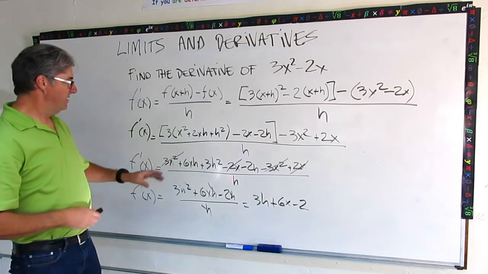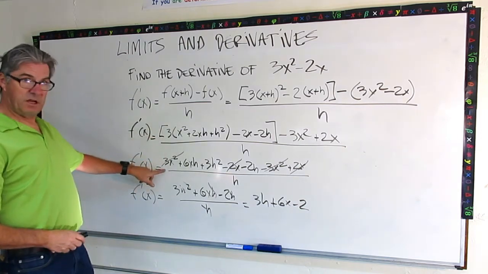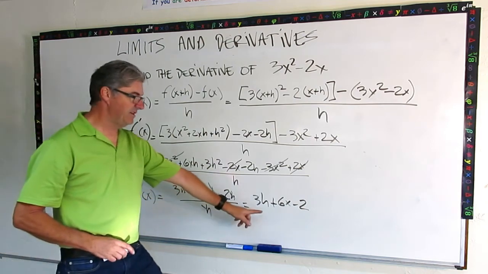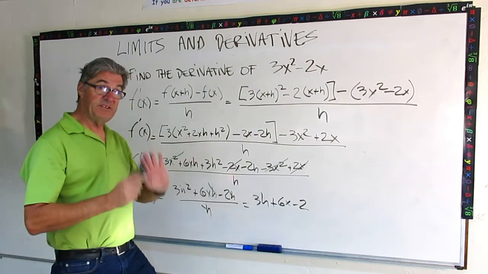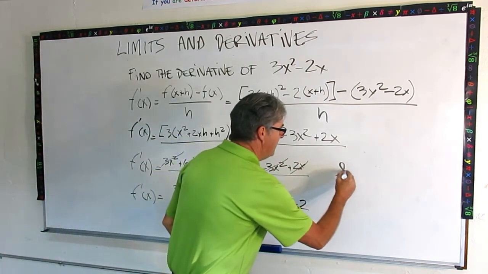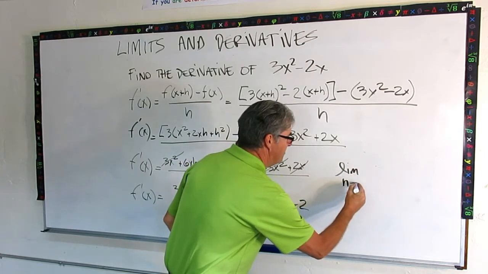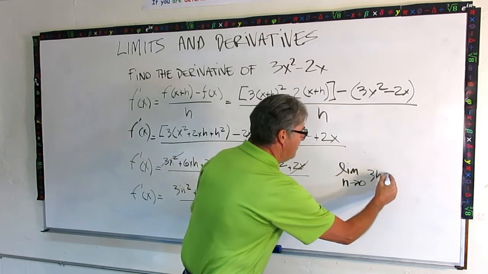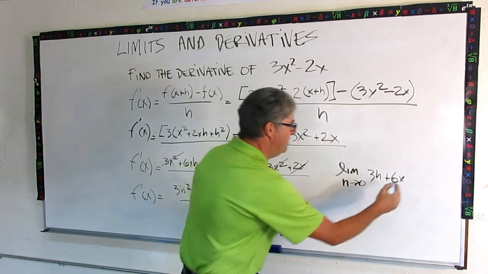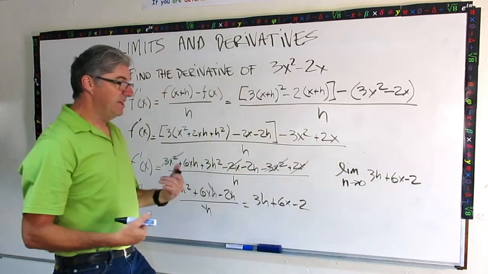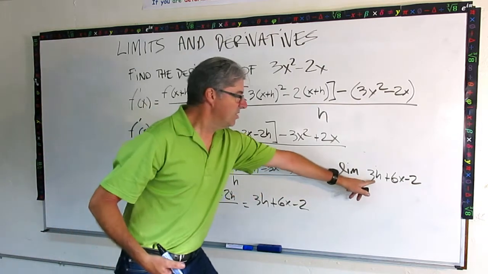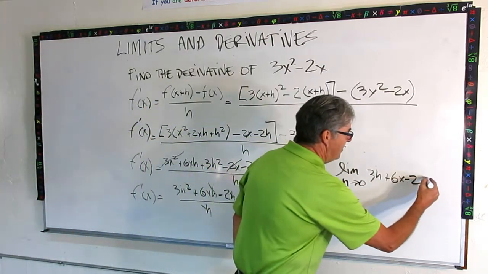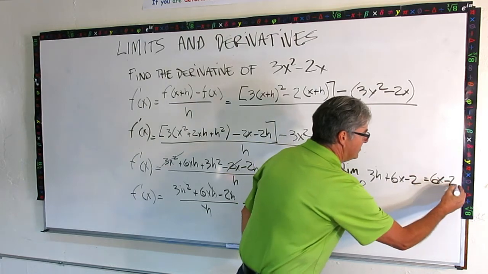And it's kind of cool. I mean, these steps are gnarly complicated. And we wind up with something that's actually pretty simple. So let's finish. Let's take the limit as h approaches 0 of 3h plus 6x minus 2. Now as h approaches 0, the h term goes away, and we just have 6x minus 2.